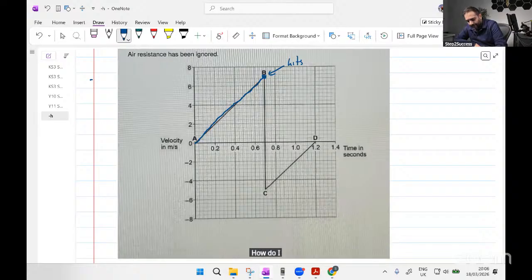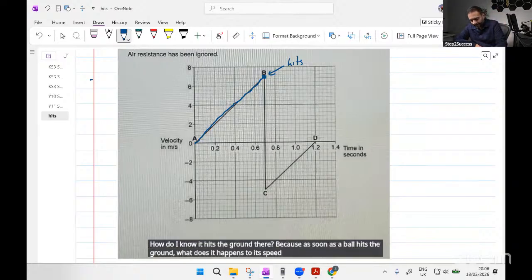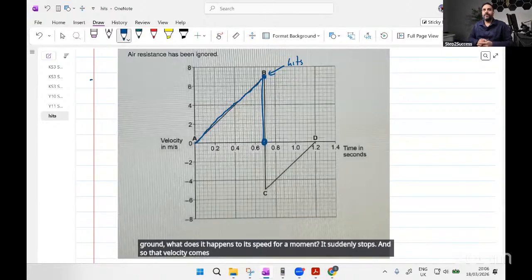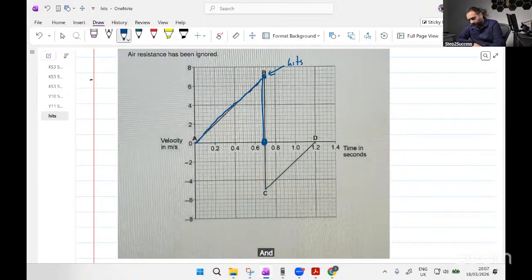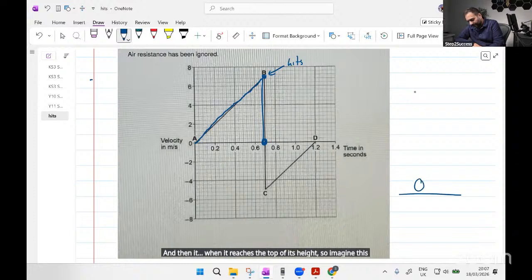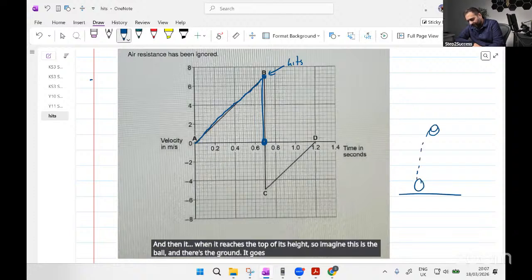How do I know it hits the ground there? Because as soon as a ball hits the ground, what happens to its speed for a moment? It suddenly stops. And so that velocity comes back down to zero. So it's stopped, right? Just in that moment, just as it's hit the ground, it stopped. Then it bounces up again. And then when it reaches the top of its height, so imagine this is the ball and there's the ground, it goes up. And then here, it stops again.